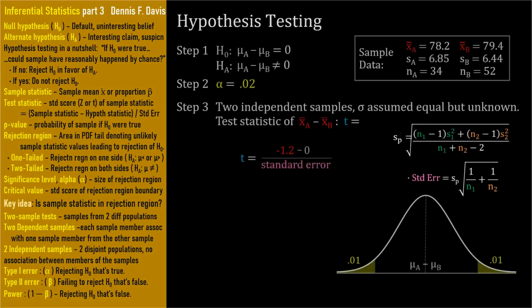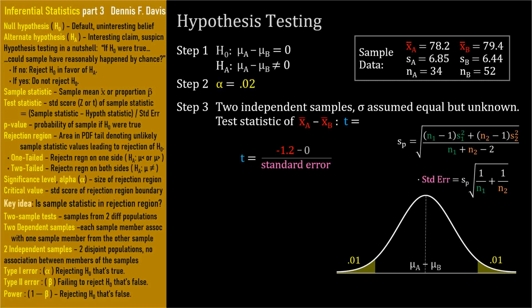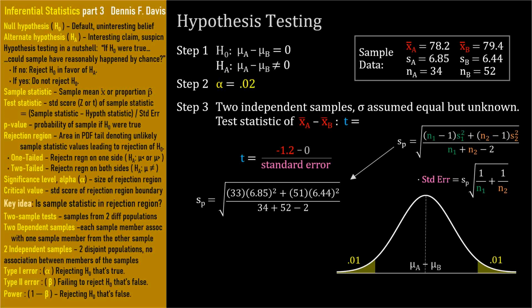I'll use group A for subscript 1 and B for subscript 2. First, we'll calculate the pooled standard deviation, S sub p. N1 minus 1 is 33 because the sample size for group A is 34. Likewise, S1 squared is 6.85 squared because the standard deviation of group A is 6.85. N2 minus 1 is 51 because the sample size for group B is 52. S2 squared is 6.44 squared because the standard deviation for group B is 6.44. The denominator is N1 plus N2 minus 2.